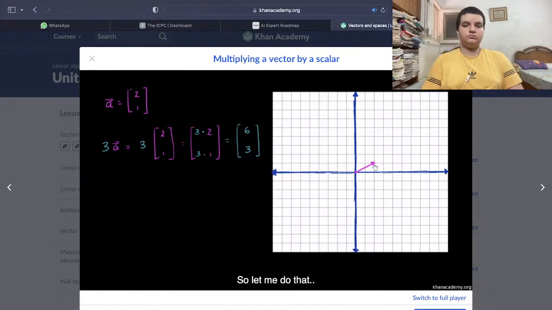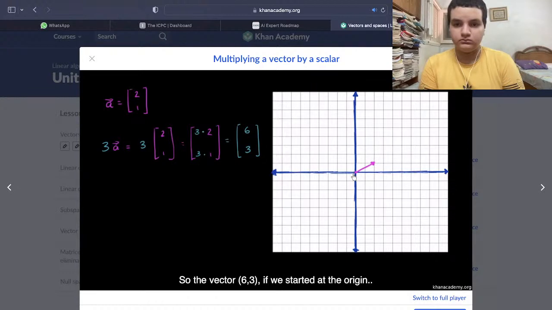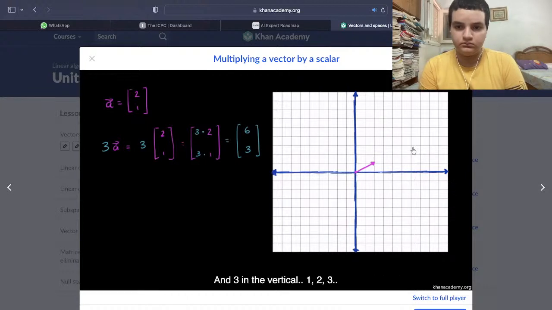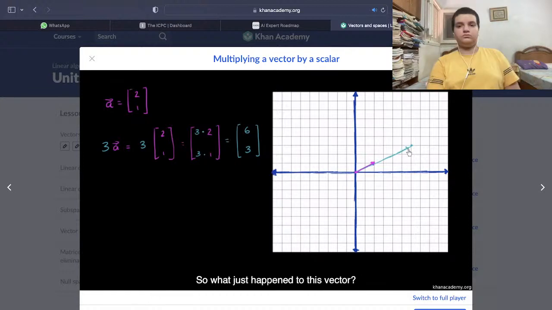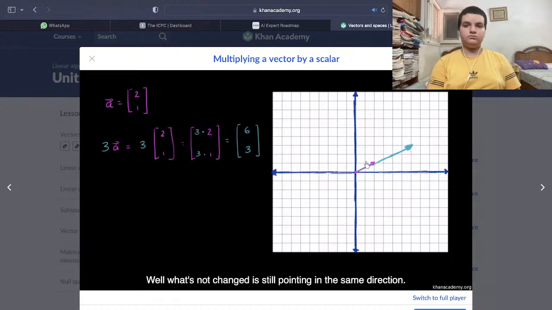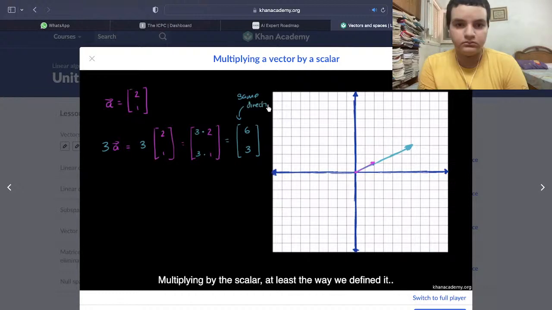So let me do that. So the vector 6, 3, if we started at the origin, we would move 6 in the horizontal direction, 1, 2, 3, 4, 5, 6, and 3 in the vertical, 1, 2, 3. So it gets us right over there. So it would look like this. So what just happened to this vector? Well, notice, one way to think about it is what's changed and what has not changed about this vector. Well, what's not changed is it's still pointing in the same direction. So this right over here has the same direction. Multiplying by the scalar, at least the way we defined it, did not change the direction that my vector is going in. Or at least in this case it didn't.